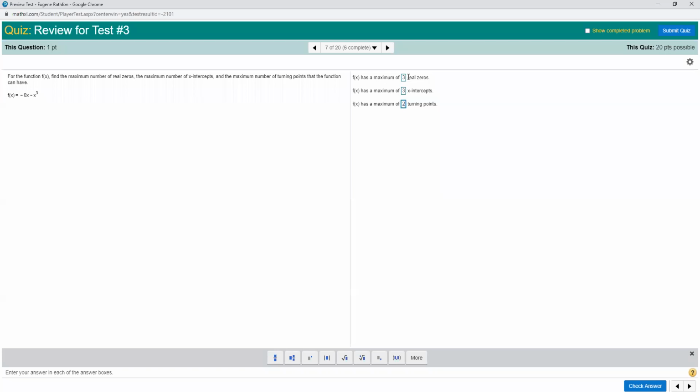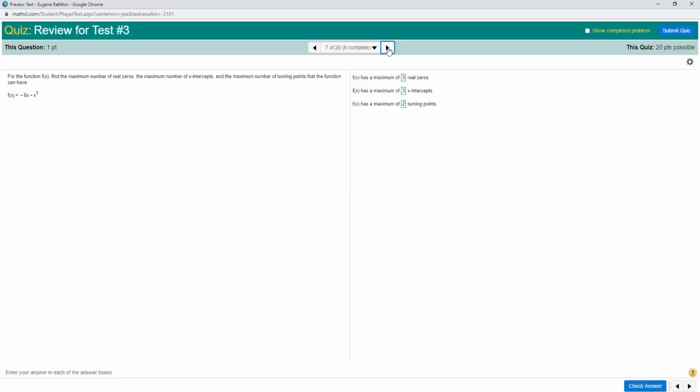So real zeros equals the highest degree. X-intercepts equals the highest degree. Turning points equals the highest degree minus 1. All right, y'all, so then you would move to 8.